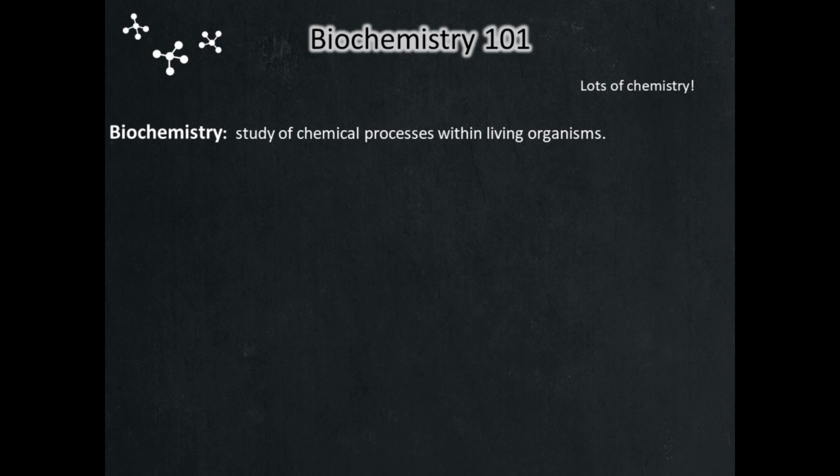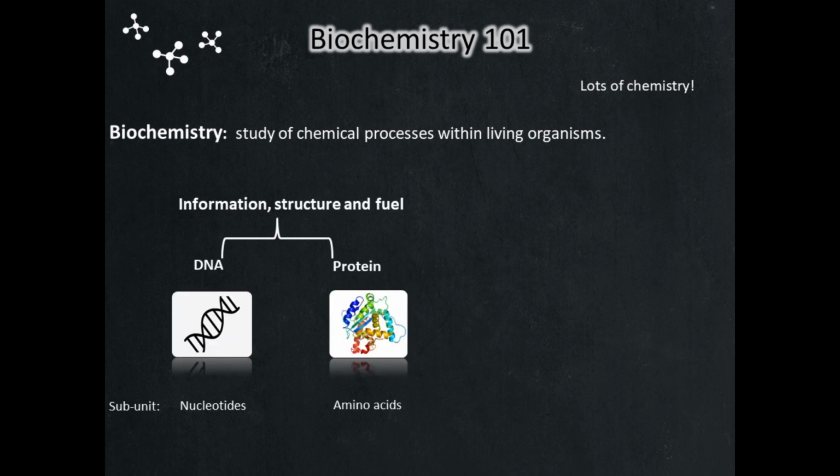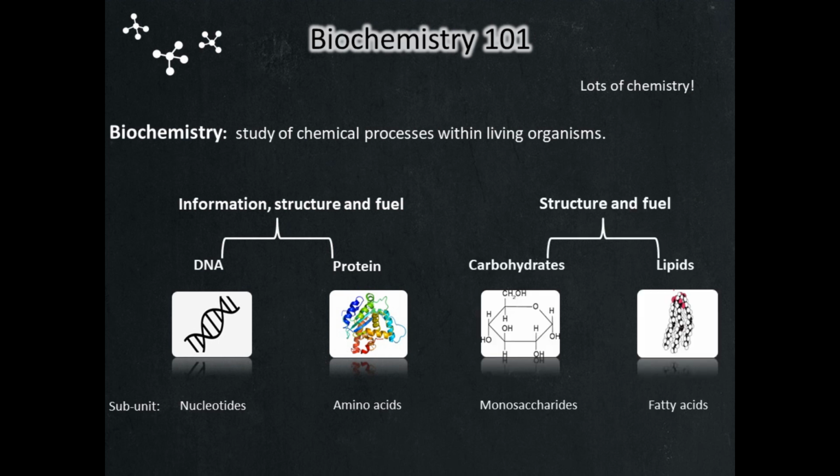These biomolecules either perform the function of information, structure, and fuel, and include DNA and protein, or they do not provide information but are important for the structure and fuel components, including carbohydrates and lipids. Each one of these biomolecules is made up of monomeric subunits, which are called nucleotides in DNA, amino acids in protein, monosaccharides in carbohydrates, and fatty acids in lipids.